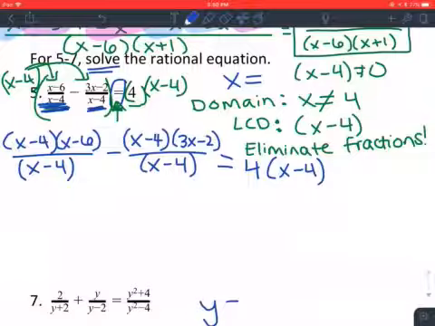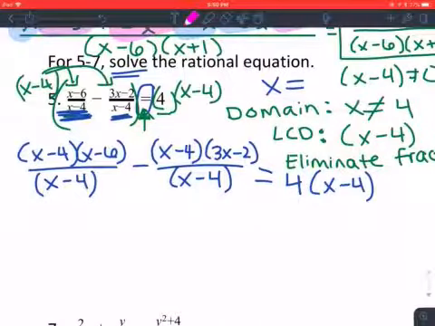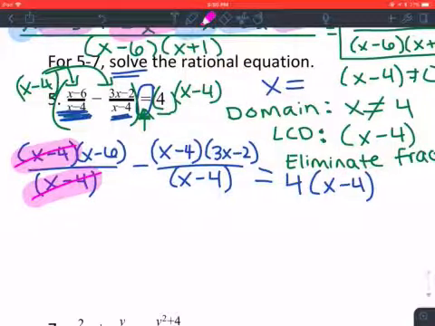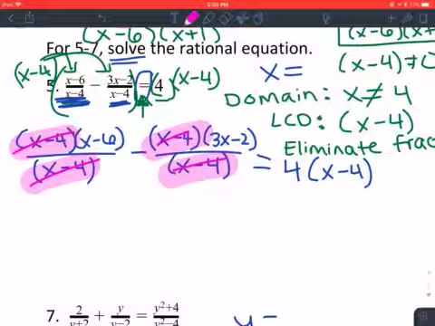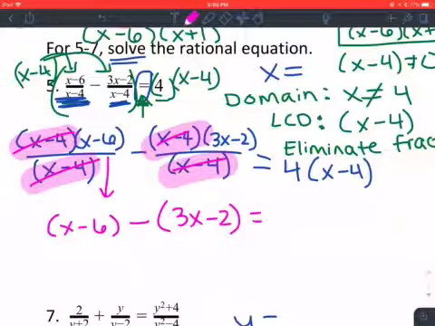Remember, our goal here now is to eliminate fractions. And that's exactly what will happen. Notice you're not actually multiplying this out because your x minus 4 and x minus 4 will cancel out here. And over here, x minus 4 and x minus 4 are going to cancel. So what you're left with is x minus 6 minus 3x minus 2 equals 4 times x minus 4.